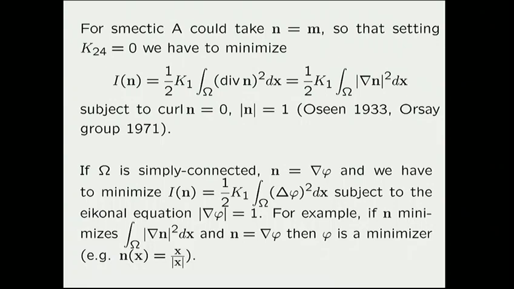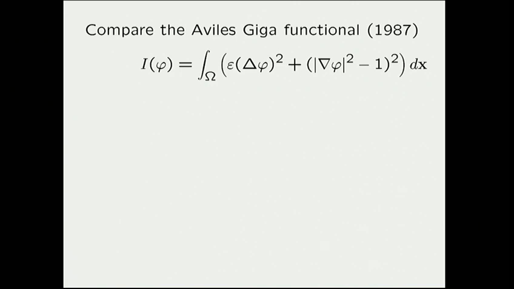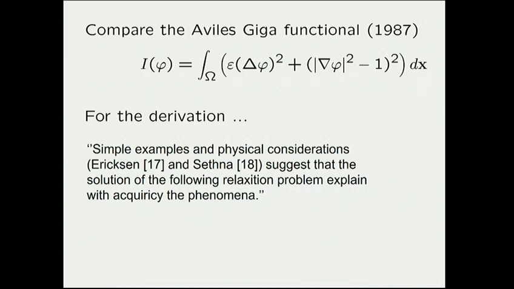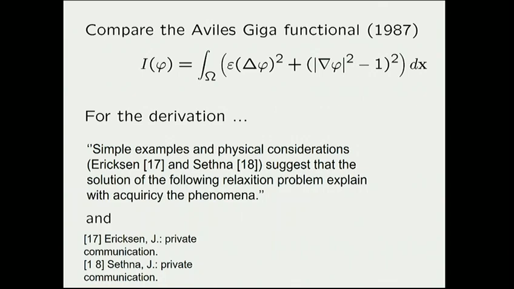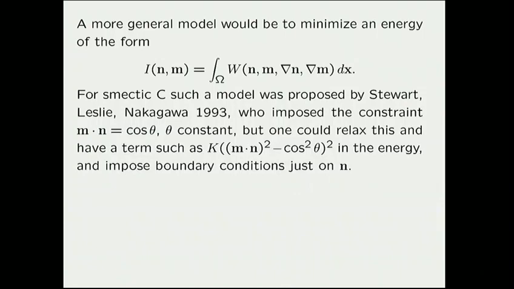So now here's something that's always mentioned in books, and they say that it has something to do with liquid crystals, the Aviles-Giga function. So you look at the derivation of this in their paper. It says the following. This is verbatim, including the misprints. Simple examples and physical considerations. Ericksen 17 and Sethna 18 suggest that the solution of the following relaxation problem explains with accuracy the phenomena. And you look up what these references are, and it just says private communications. So I don't know of a derivation of this.